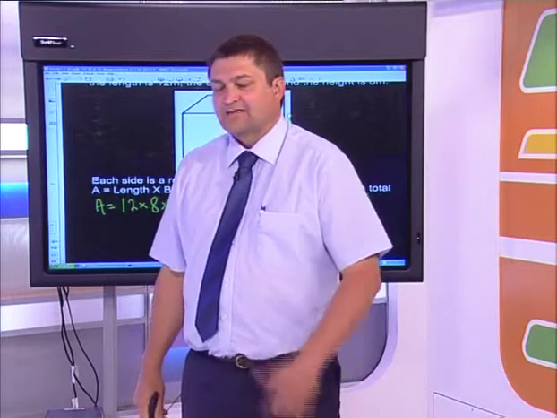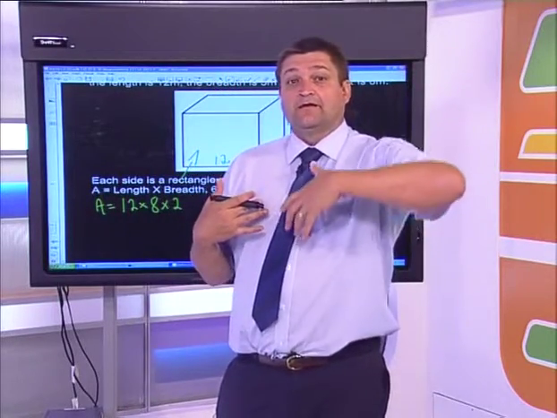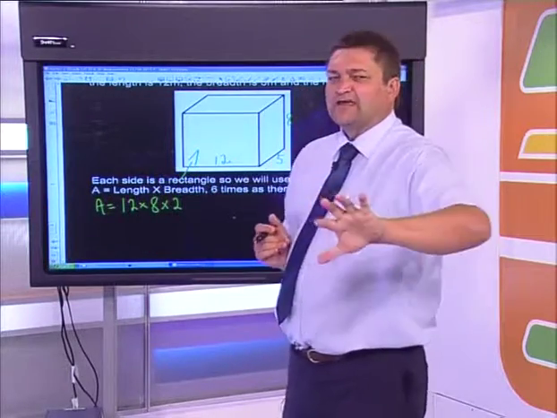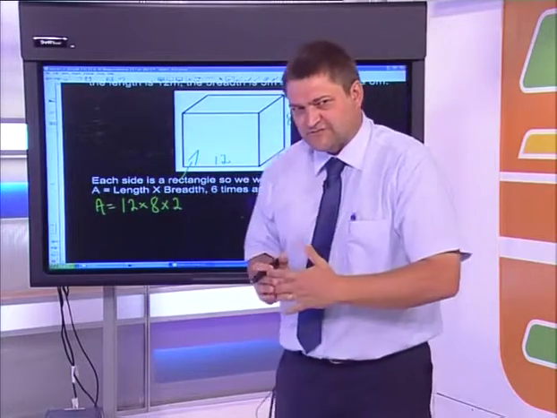Because there's 2 sides? Absolutely, hey? Because there's a front and a back that are exactly the same. Okay, so we've got length times breadth, and I'm saying once we've got the area, let's times it by 2, because the back is going to be exactly the same as the front of my box.